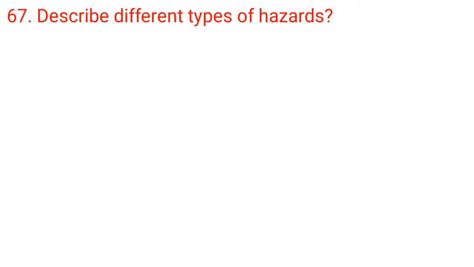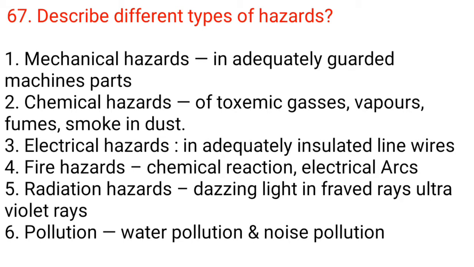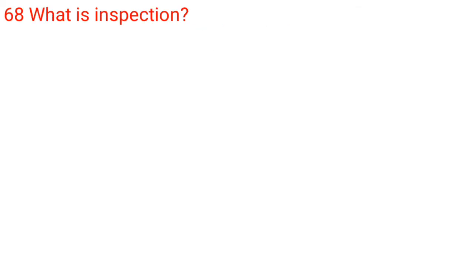67. Describe different types of hazards. 1. Mechanical hazards, inadequately guarded machine parts. 2. Chemical hazards, of toxic gases, vapors, fumes, smoke and dust. 3. Electrical hazards, inadequately insulated line wires. 4. Fire hazards, chemical reaction, electrical arcs. 5. Radiation hazards, dazzling light, infrared rays, ultraviolet rays. 6. Pollution, water pollution and noise pollution.